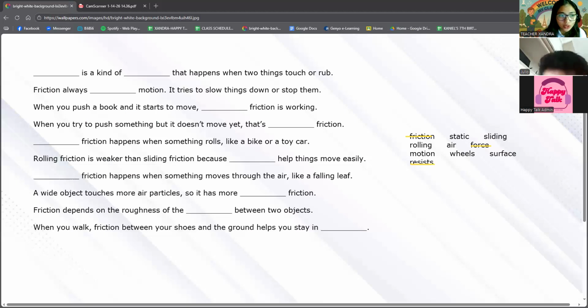Friction always blank motion. It tries to slow things down or stop them. Resists motion. Okay, resist motion. When you push a book and it starts to move, blank friction is working. Sliding friction, very good. When you try to push something but it doesn't move yet, that's static friction. Very good.